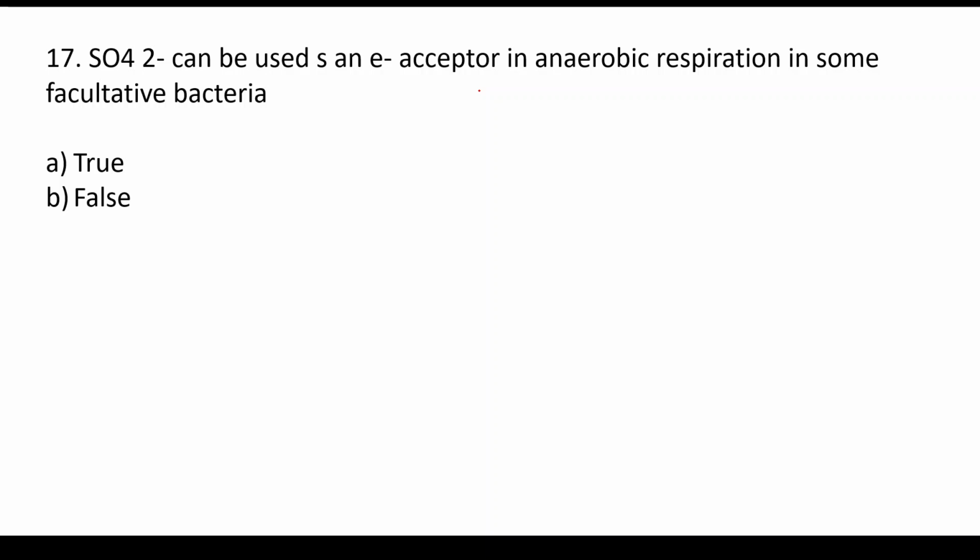So the next question is, sulfate ion can be used as an electron acceptor in anaerobic respiration in some facultative bacteria. We have seen such kinds of questions previously. What can be the result? True or false?